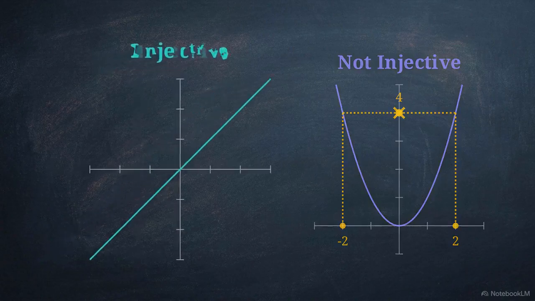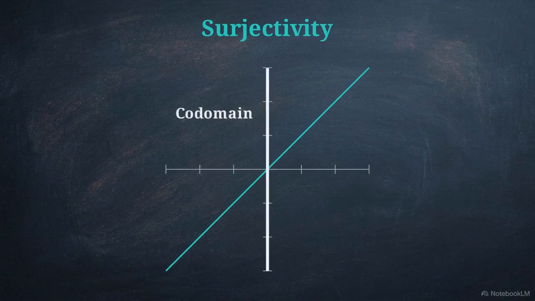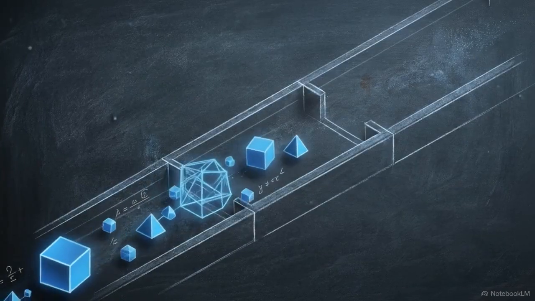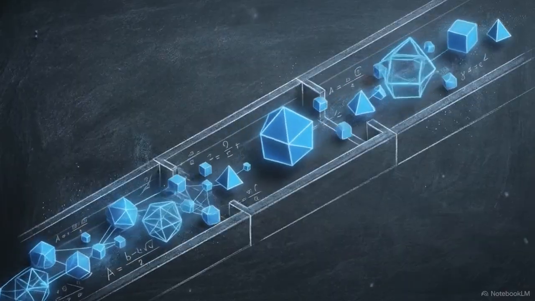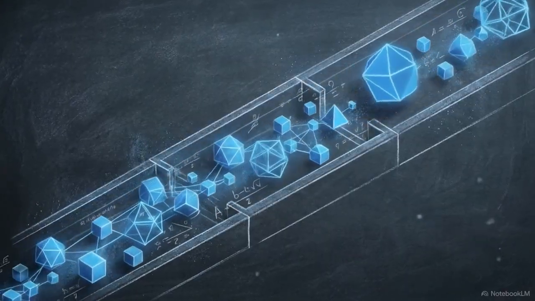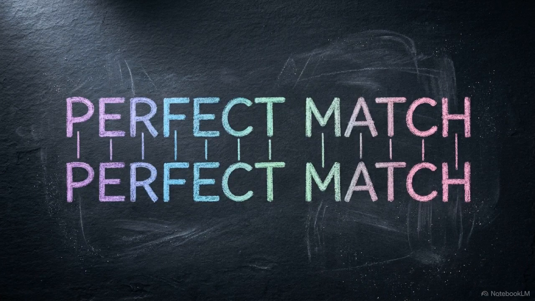Does it utilize every codomain value? When range perfectly matches codomain, it is surjective. Knowing if a mapping is injective or surjective tells engineers whether a data transformation can be reversed without losing information. When a function is both injective and surjective, it is bijective. This creates a perfect one-to-one correspondence between two sets.